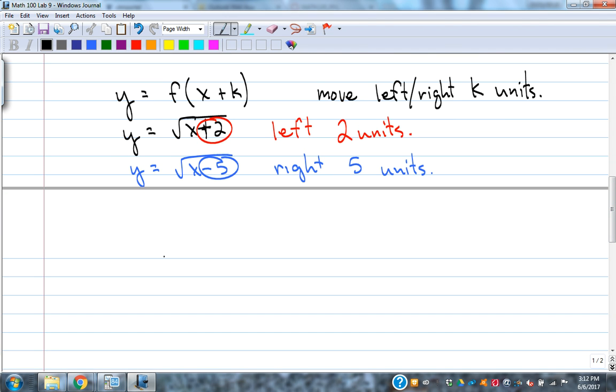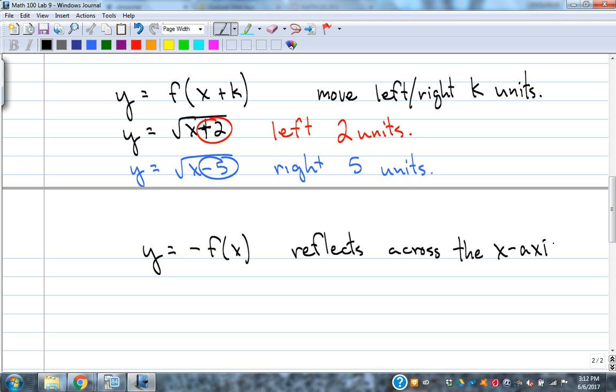Reflections are a thing. If you have a negative on the outside, that reflects across the x-axis, because that would be a vertical flip across the x-axis. And then if it's on the inside, that's going to reflect across the y-axis.